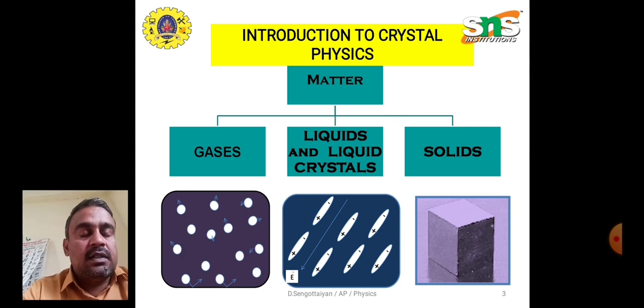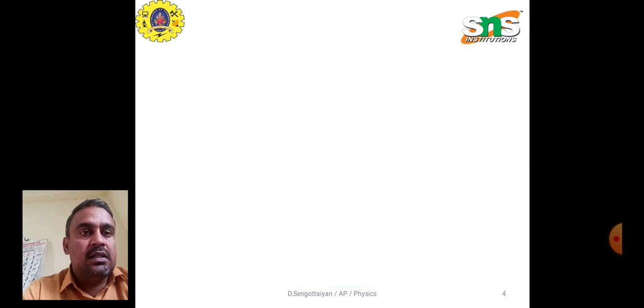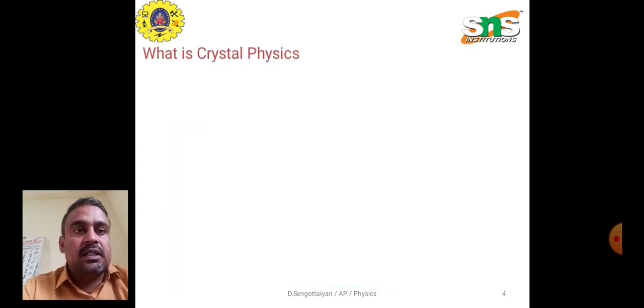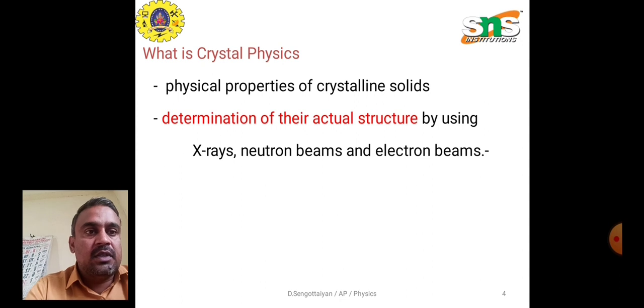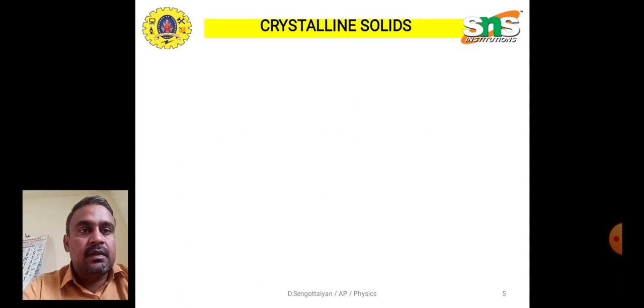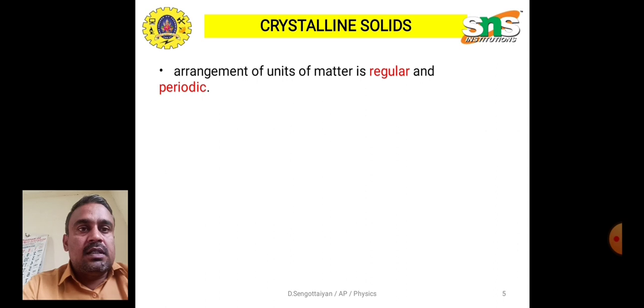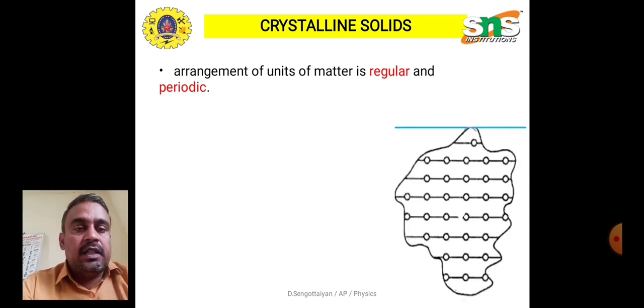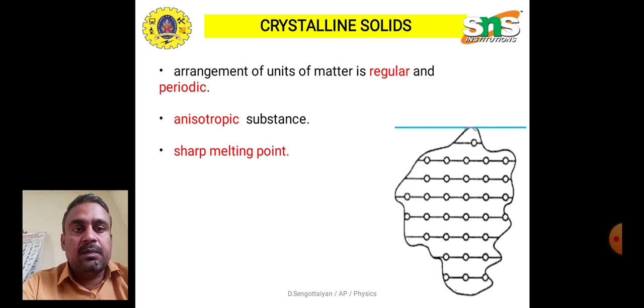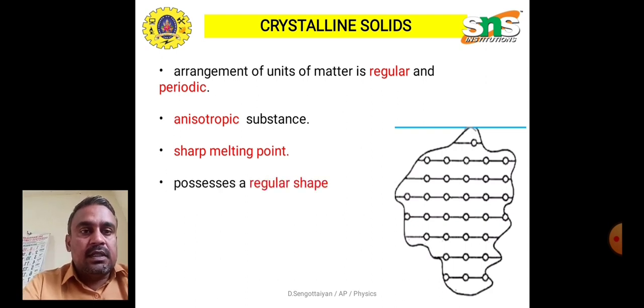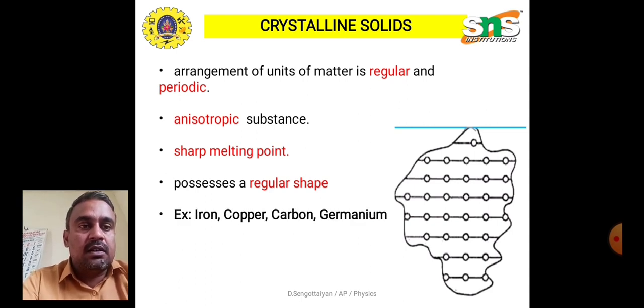In this world, matter is fully filled with gases, liquids, liquid crystals, and solids. The next question is, what is crystal physics? It studies the physical properties of crystalline solids and the determination of their actual structure by using X-rays, neutron beams, and electron beams. In crystalline solids, the arrangement of units of matter is regular and periodic. Crystals are anisotropic substances. They have a sharp melting point. Crystals have a regular shape. Examples of crystalline materials: iron, copper, carbon, and germanium.